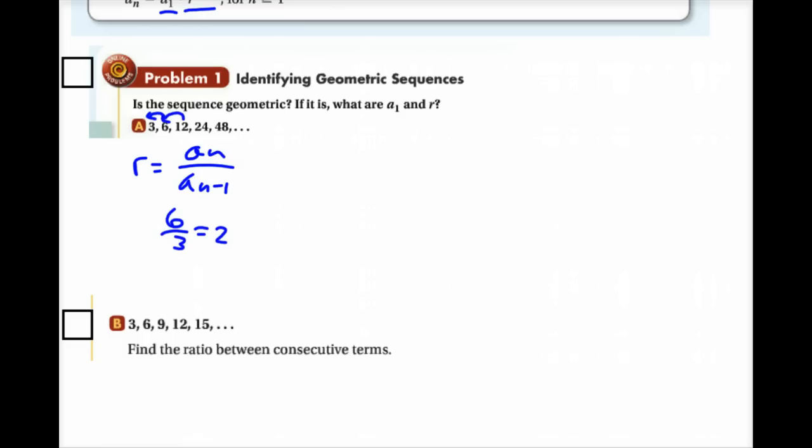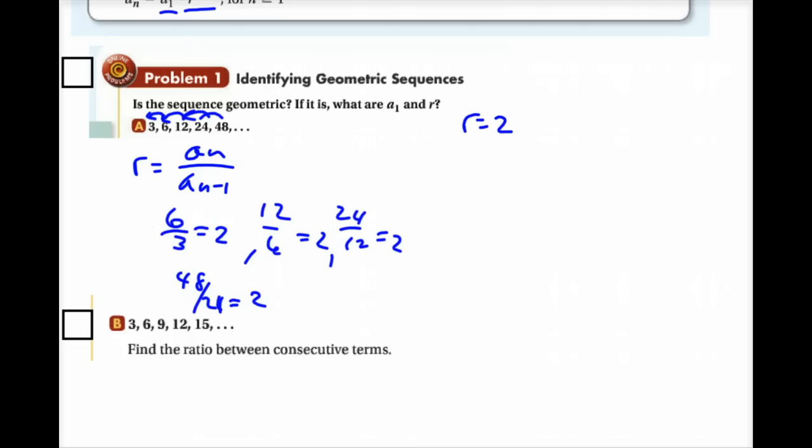Go again. Take 12, divide by 6, and you get 2. 24 divided by 12 is 2. And then finally, 48 divided by 24 is 2. This has a common ratio. It's 2. So what is r? r is 2. What's a1? a1 is the first term, which is 3.